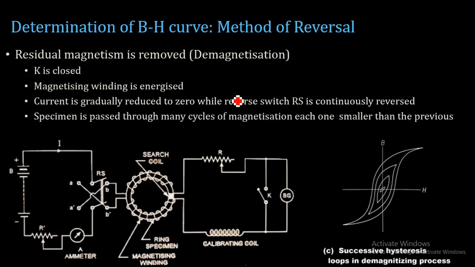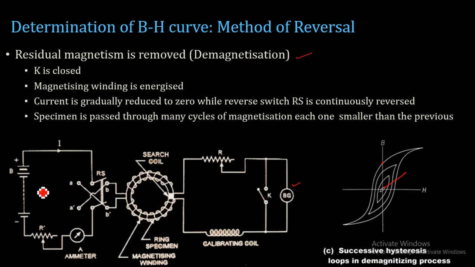Now first what we do is that we will be removing the residual magnetism, or the process is known as demagnetization. So already the specimen will be having some magnetization or some residual magnetism. Okay, so first you need to remove this residual magnetism. So once you do that, then we need to start from this point. So in order to do that, you have to remove the residual magnetism first. So what we do is that we will be closing the switch K. This K will be closed so that your ballistic galvanometer circuit is cut off.